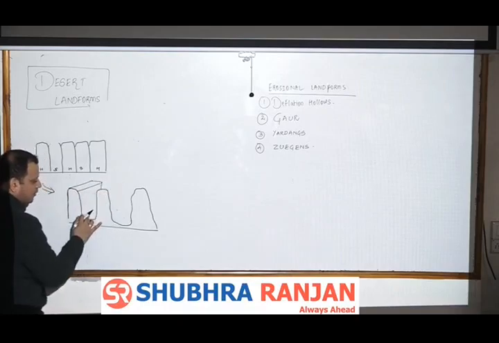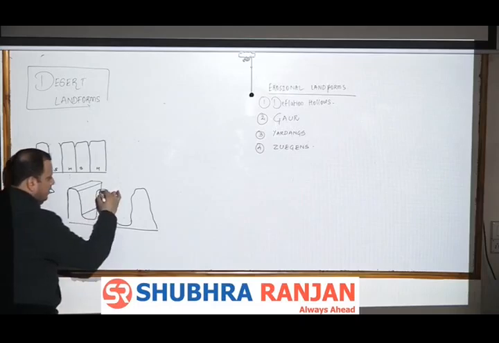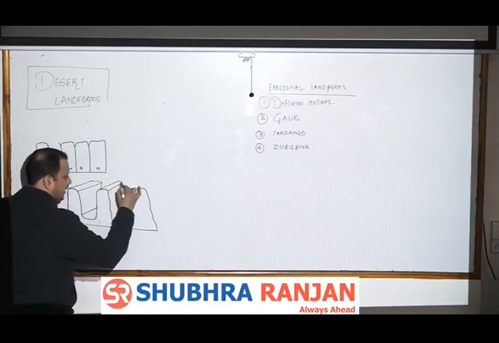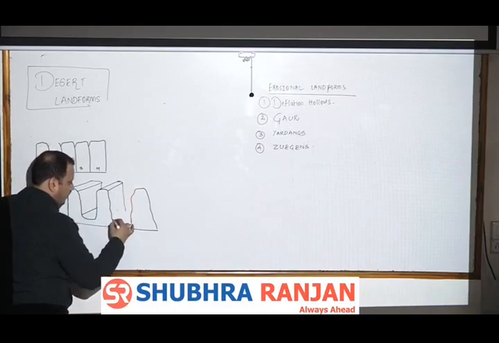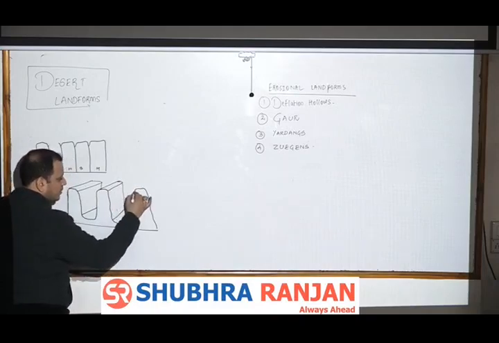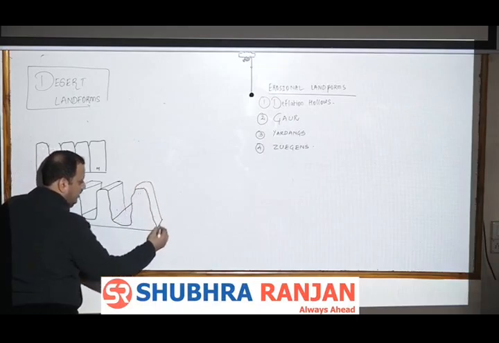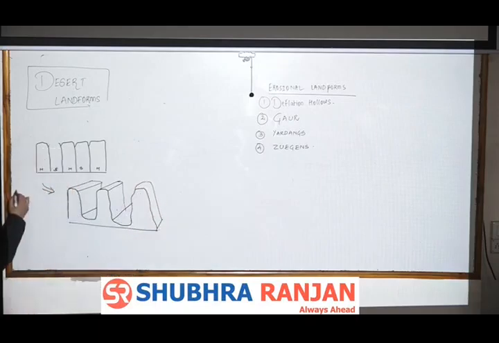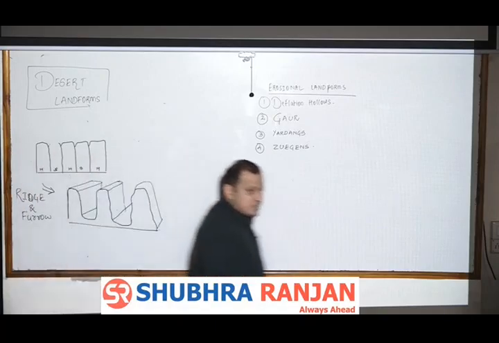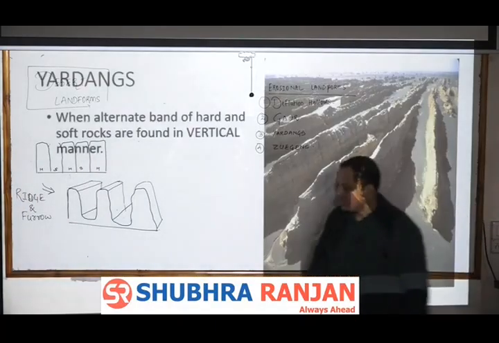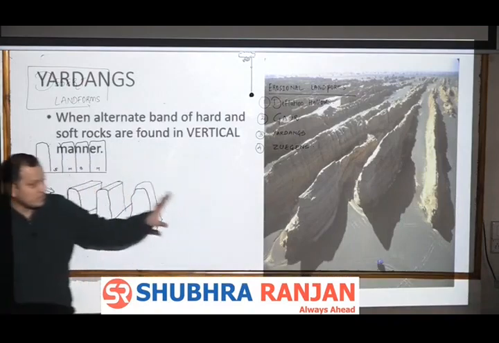Which did not erode. What happened to the soft rock? It eroded. The hard rock did not erode. Getting it? Fine. And the soft rock has got eroded, and the hard rock is not eroded. So this results in the formation of ridge and furrow. Furrow means lane, by-lane, valley topography. So this, when it happens, is known as Yardangs. This is what Yardangs are.